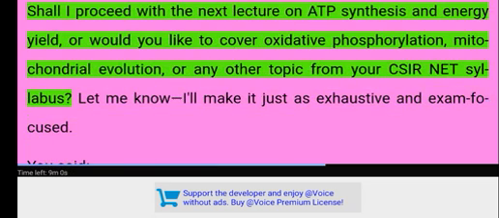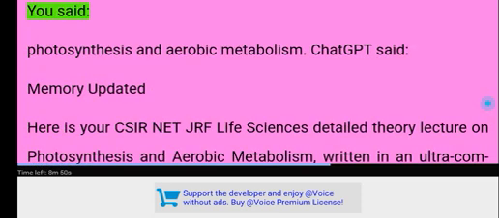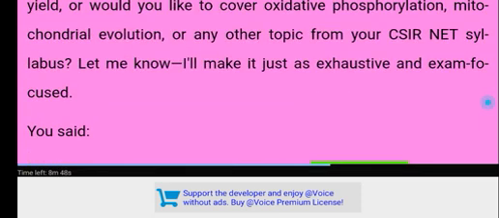Shall I proceed with the next lecture on ATP synthesis and energy yield, or would you like to cover oxidative phosphorylation, mitochondrial evolution, or any other topic from your CSIR-NET syllabus? Let me know, I'll make it just as exhaustive and exam-focused. You said: Photosynthesis and aerobic metabolism. ChatGPT said: Memory updated.